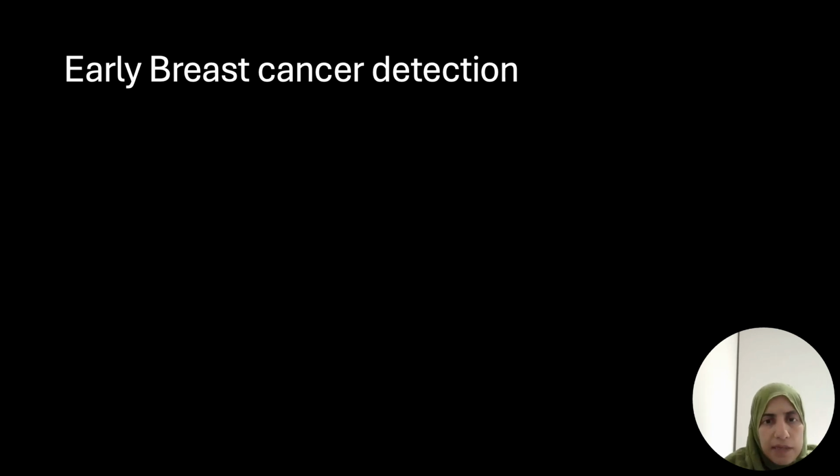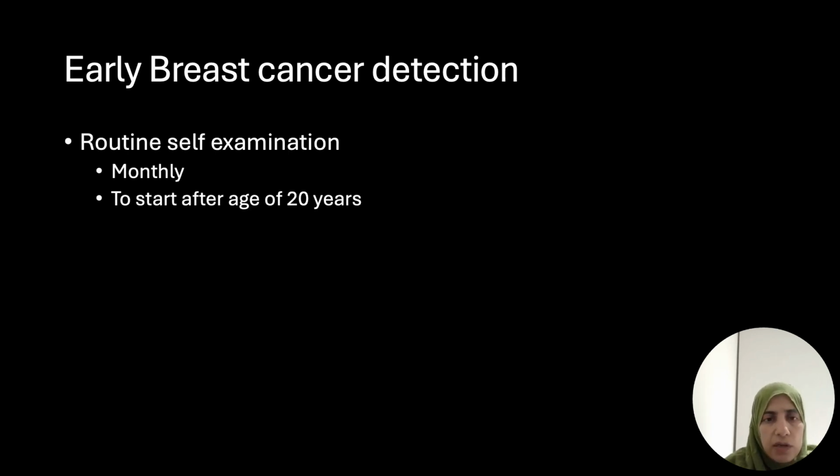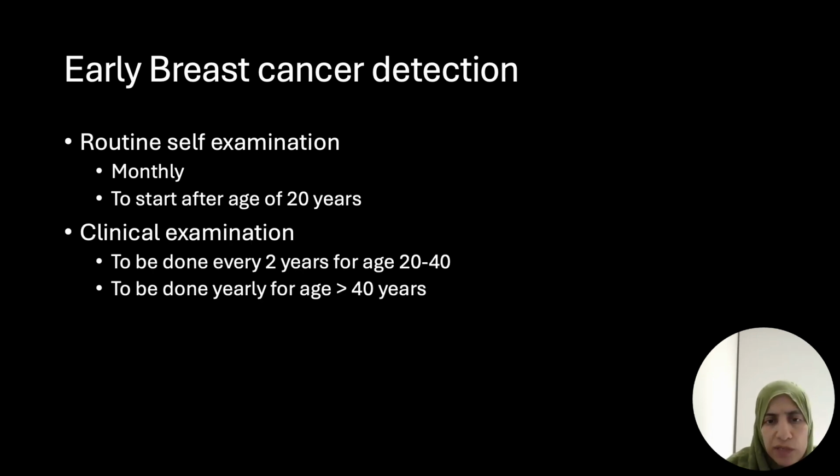So early breast cancer detection relies on routine self-examination, which should be done monthly and start after the age of 20 years. Then it also depends on the clinical examination, which should be done every 2 years for patients aged 20 to 40 years, and then yearly above the age of 40 years.